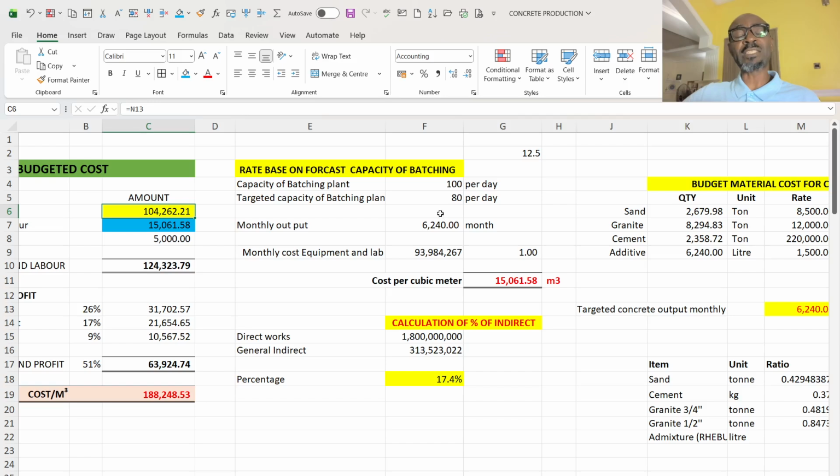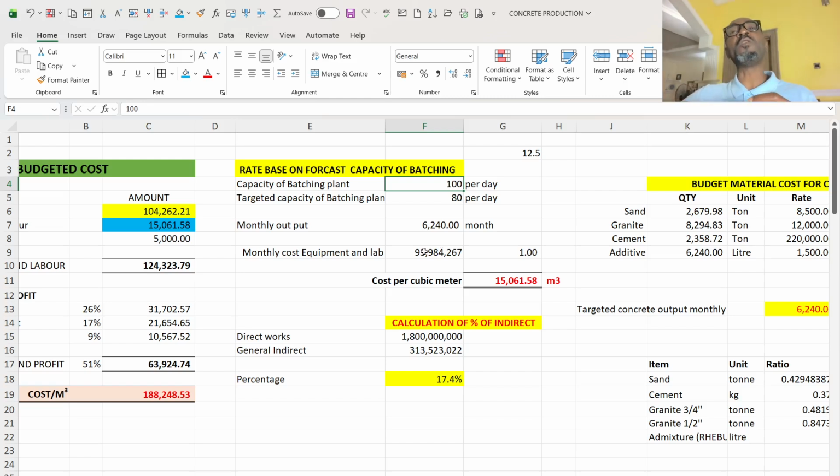Firstly, I want to draw our attention to the first consideration I need, because it is a 3-month project and I have targeted in my planning that I am going to place 2,080 cubic meters in a month. So I ensured that the batching plant I was going to rent or install on site has the capacity to give me such a volume of concrete. The capacity of my batching plant is 100 cubic meters.